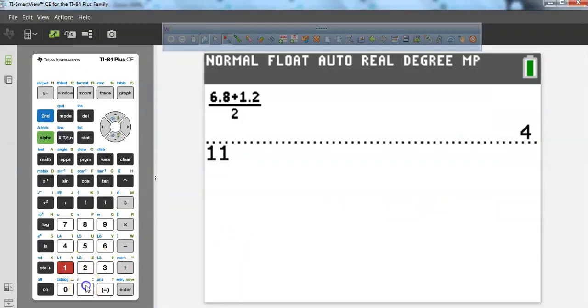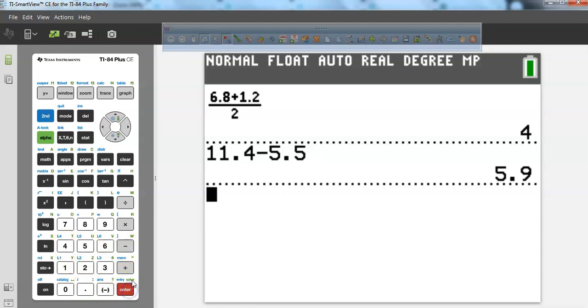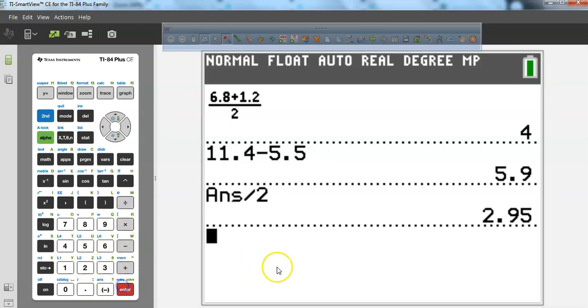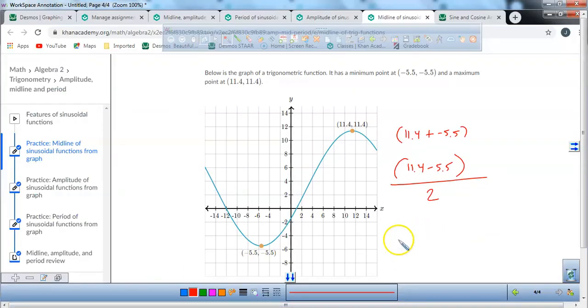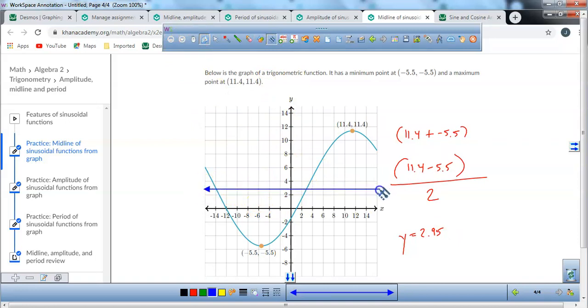So 11.4 minus 5.5. Voila, there it is. Divide it by 2. What? 2.95? Really? Are they going to be that specific? Y equals 2.95? Where would 2.95 be? Really close to a 3, right? So right about in there. Yeah, that makes sense. That looks like a midline right there.